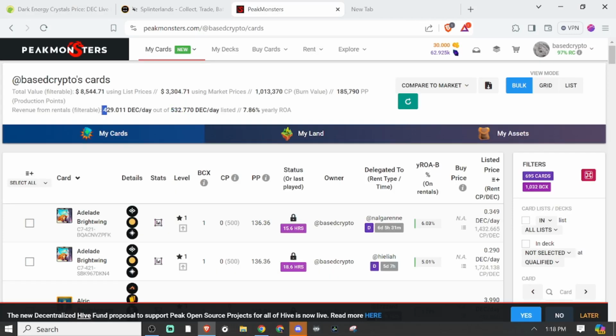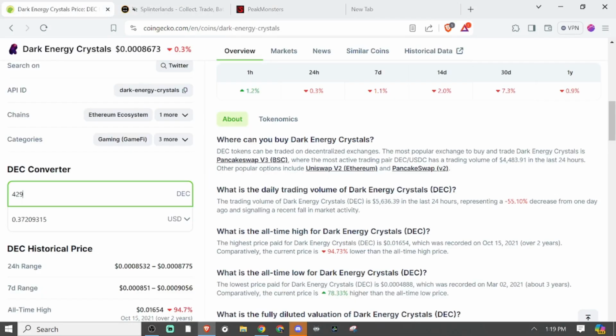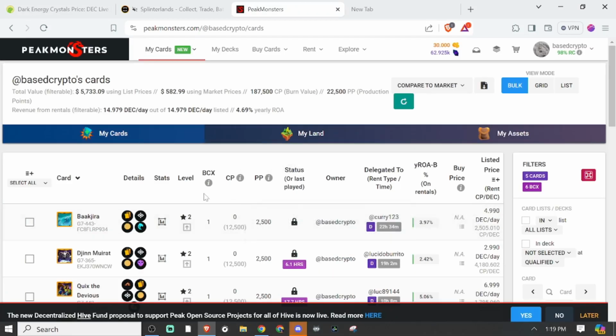And we only have 429 DEC worth of cards being rented out. And that's just 37 cents a day, everybody. But 37 cents a day will add up on this rental card system. But I'm seeing here that I'm not even asking for much on my PeakMonsters, so I'm going to have to make some changes. It has a very active marketplace, okay?